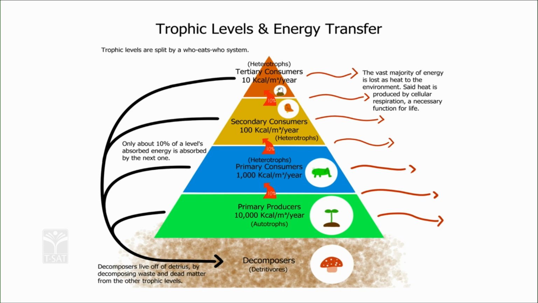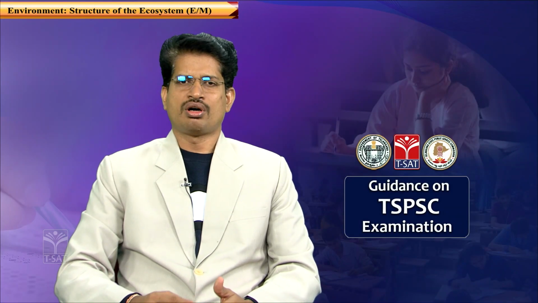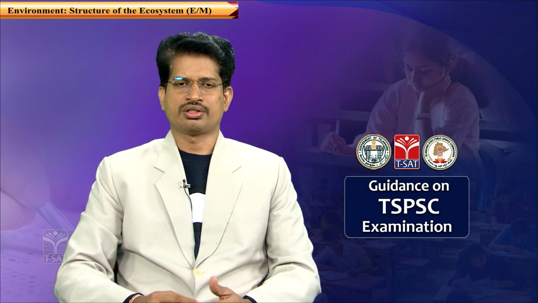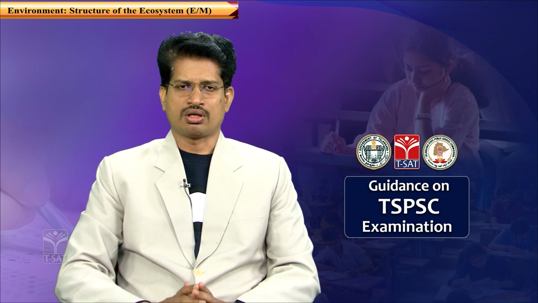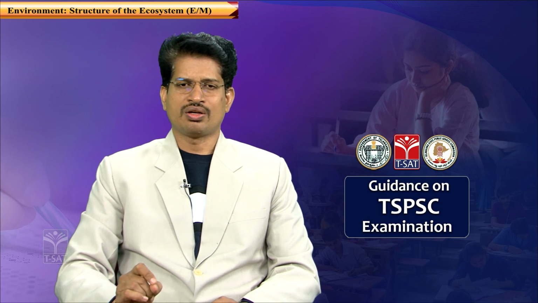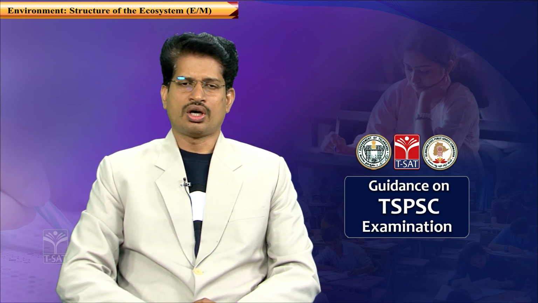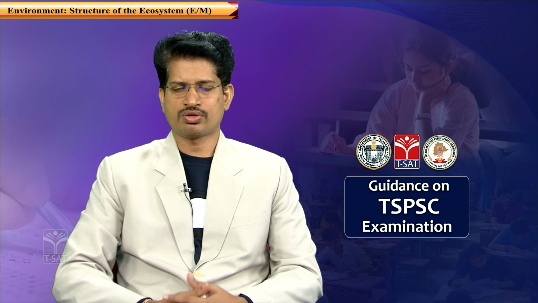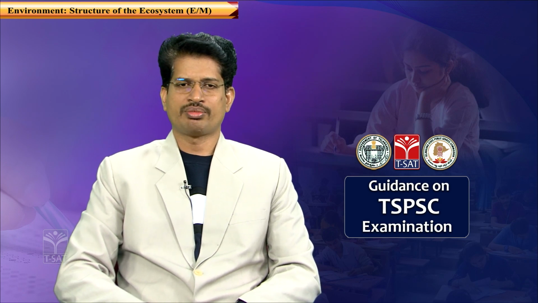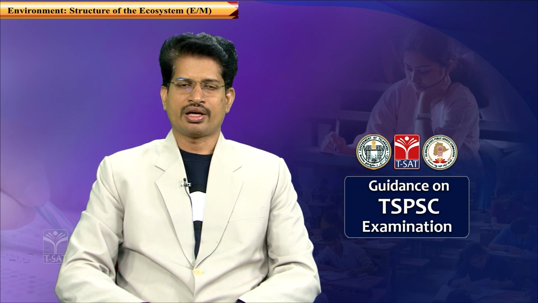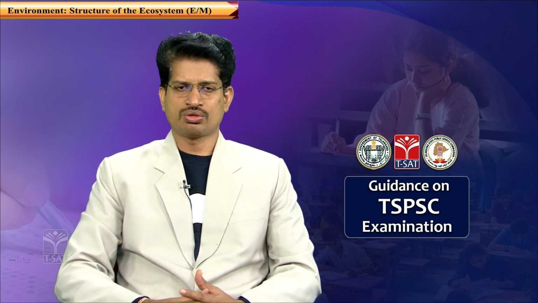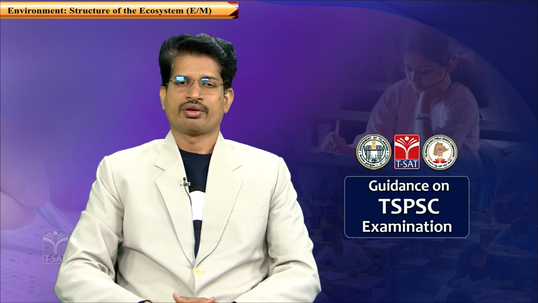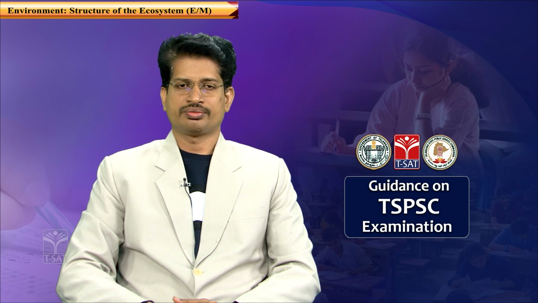Auto means self. So all these living organisms which are capable of preparing their own food materials are considered to be autotrophs, and they are in trophic level 1. All the organisms in trophic level 1 are described as primary producers because they produce the food through the process of photosynthesis. They are described as producers, and they are primary because they are the first in the ecosystem responsible for generating food material.